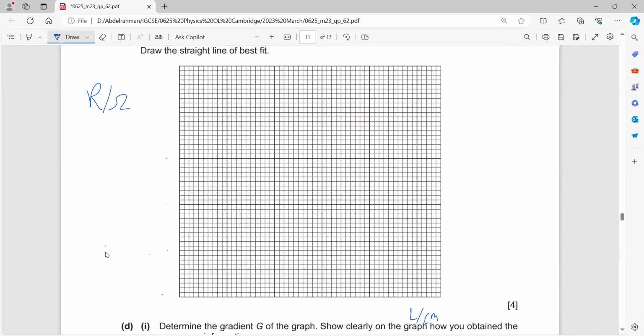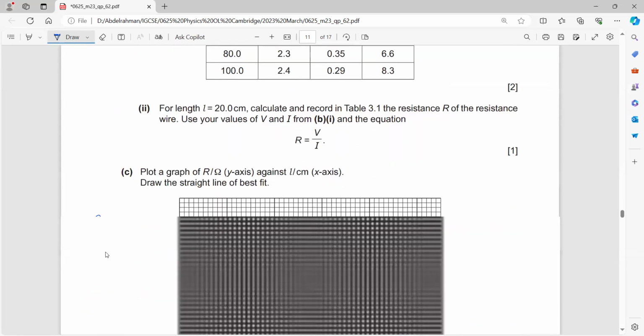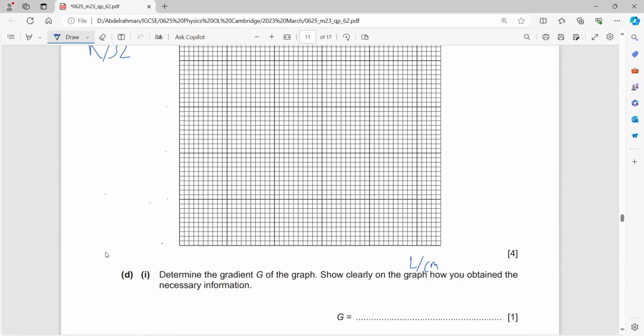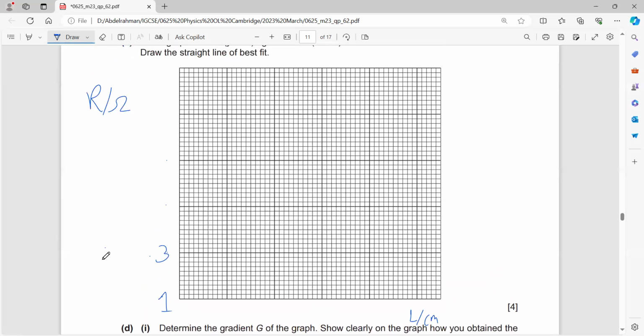Any ideas? What if I start with 1 and then 3, 5, 7, 9? Okay, I guess this would be okay. Or 0, 2, 4, 6, 8, 10. It would work also.